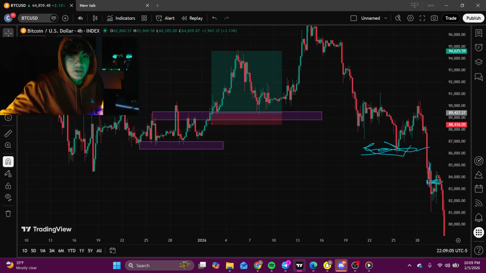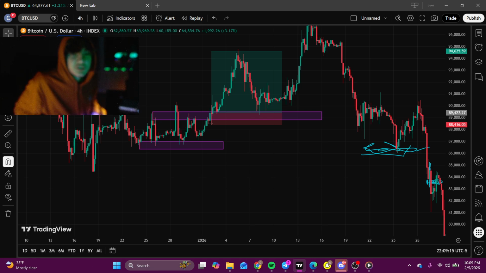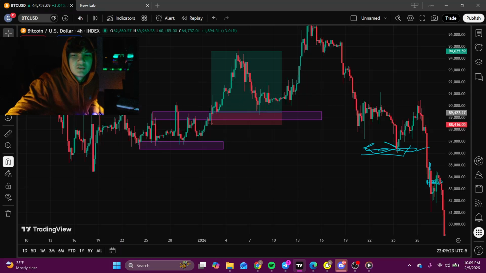That's how you trade. It's that simple, bro. Like, anyone selling some stuff on fair value gaps or some ICT, I don't even know what that means, man. Just look at the chart. It tells you. Peace.